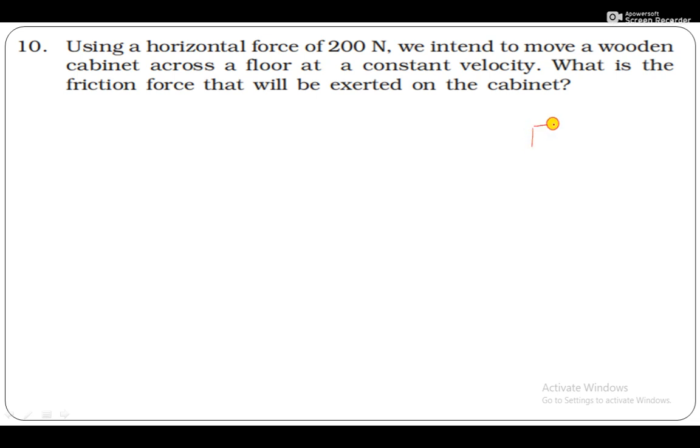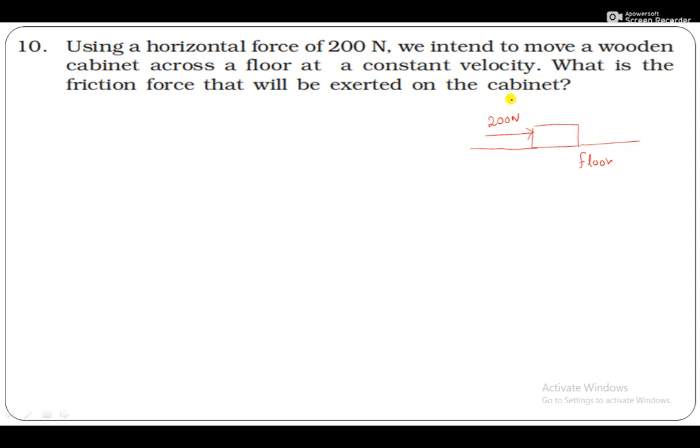Suppose this is a cabinet, and this is the surface, this is the floor. If we exert a horizontal force of 200 Newton, we intend to move a wooden cabinet across the floor at a constant velocity. What is the frictional force that will be exerted on the cabinet?